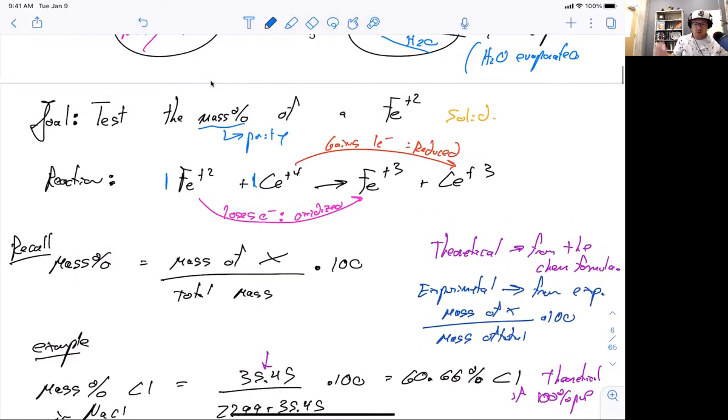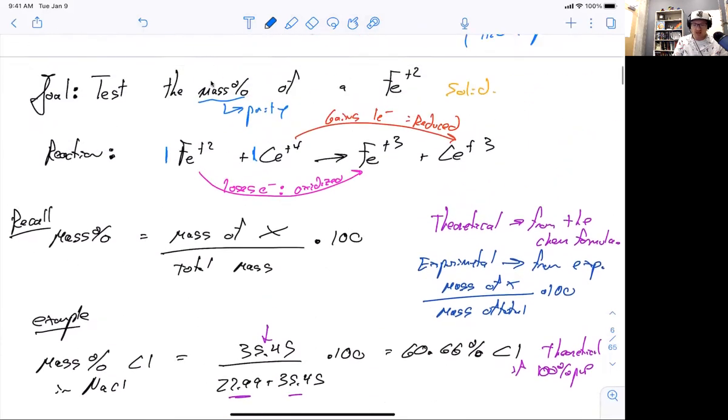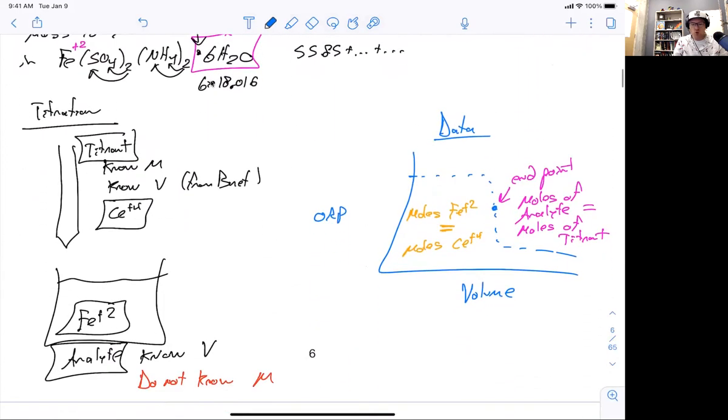Okay, so we got the reaction, we got our goal, we talked a little bit about mass percent, we talked about what theoretical is compared to experimental. We're going to carry out a titration today. We're going to put the cerium, and we're going to know the exact molarity. It'll say on a bottle in the back of the room, and it'll be important that you write that down and use it in all of your calculations.